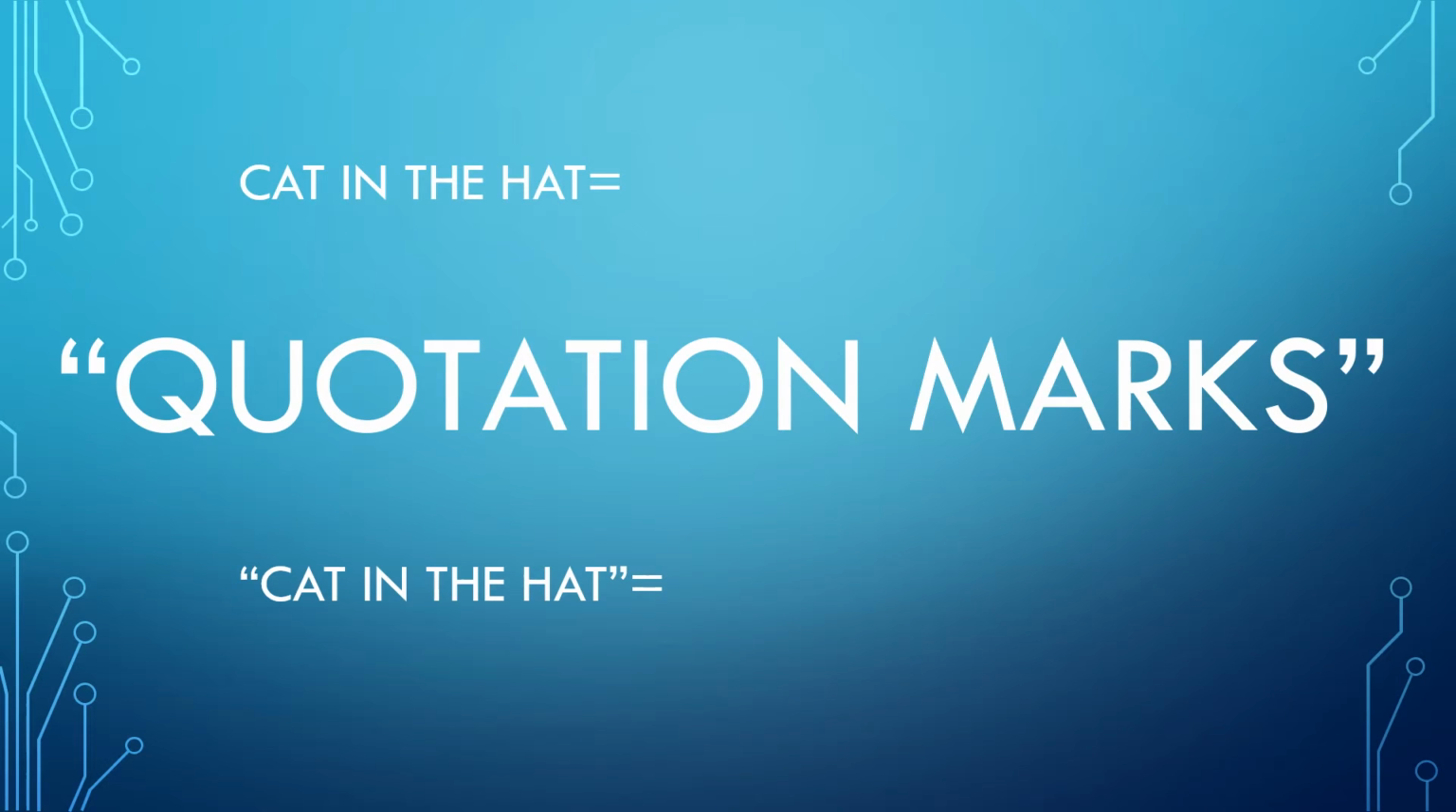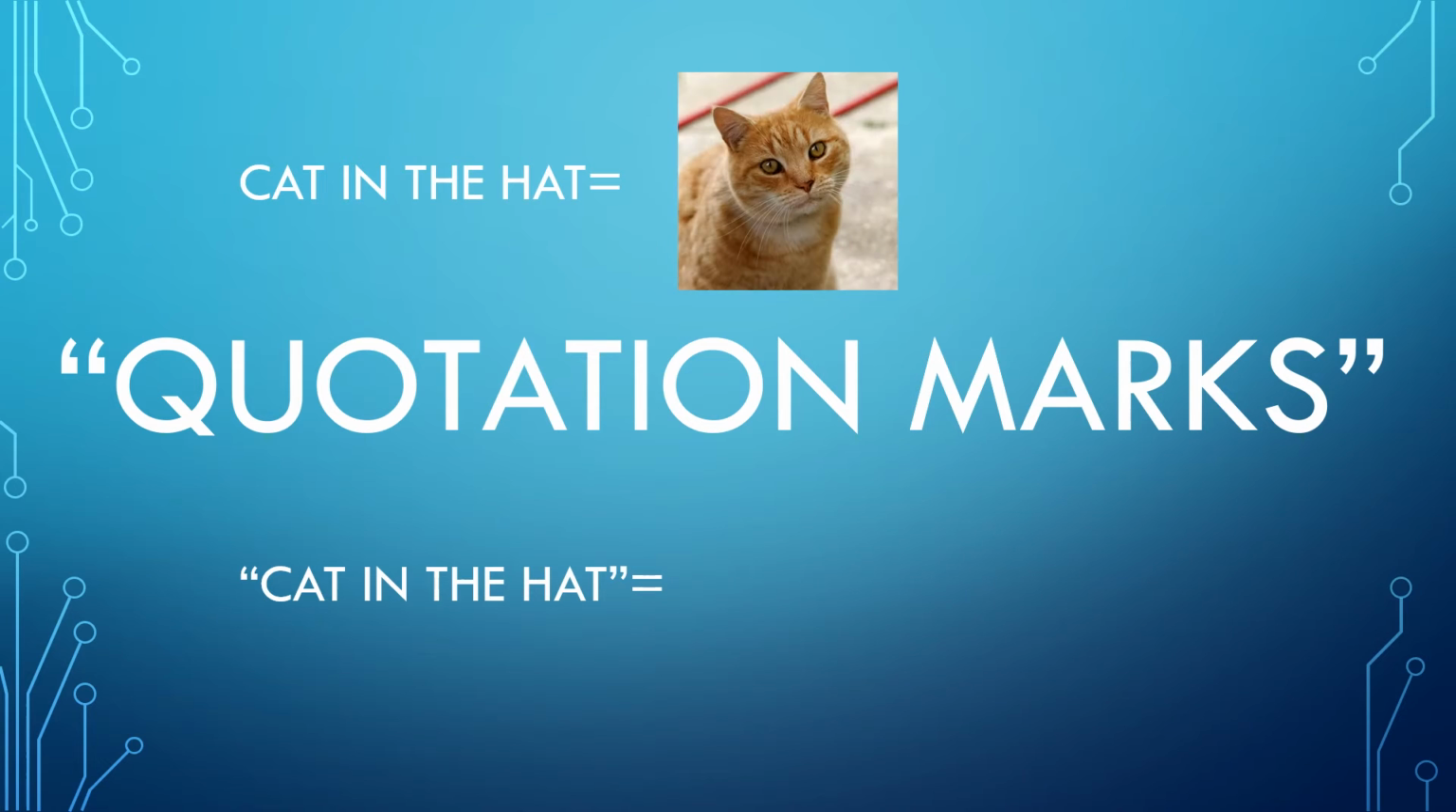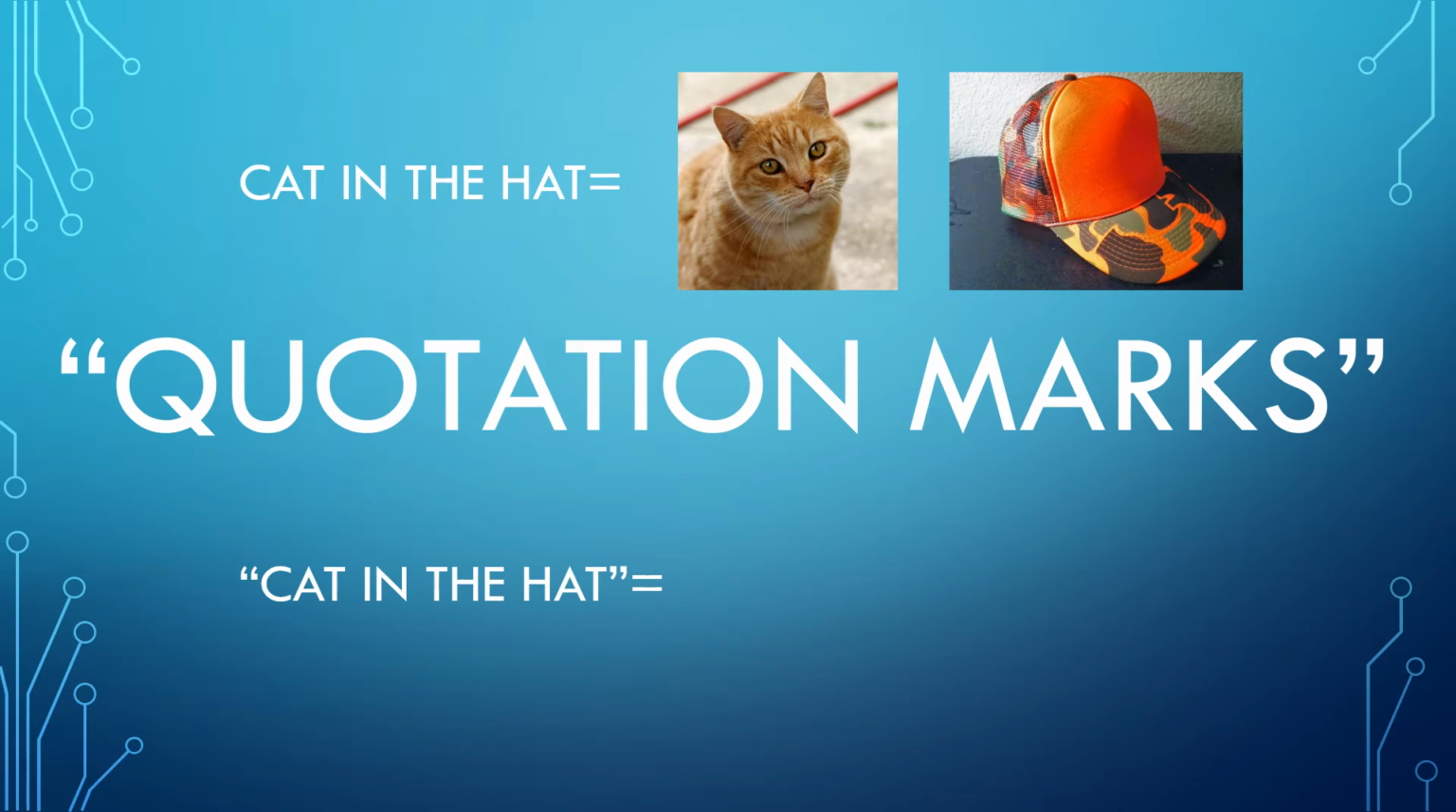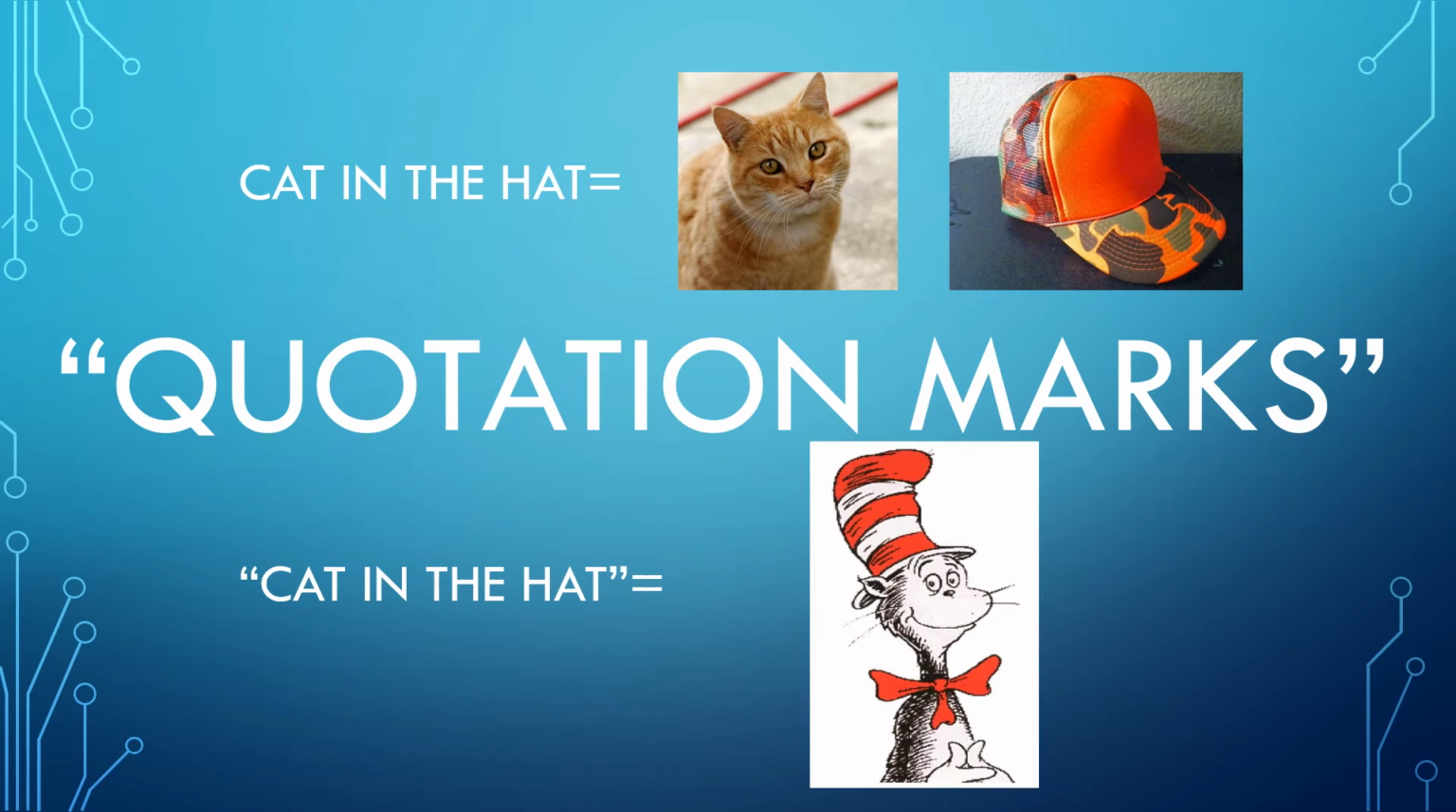Adding quotation marks around a phrase will tell the database you're using that you only want results with that exact phrase in that exact order. For example, if you write cat in the hat, you will get a list of results that have all of those words, but not necessarily together. If you add the quotes, then you will only get the results with the full phrase cat in the hat.